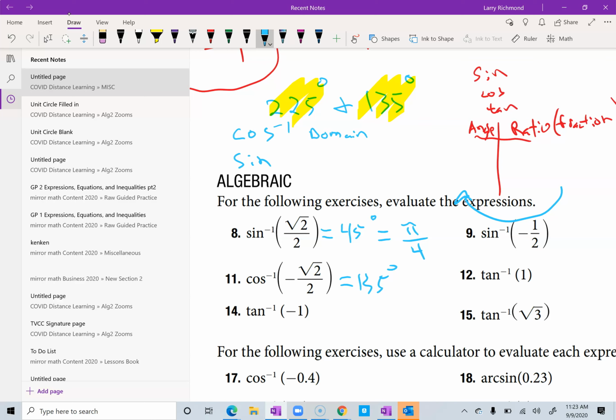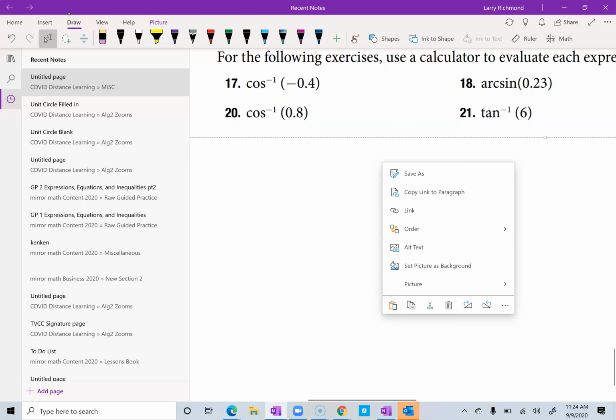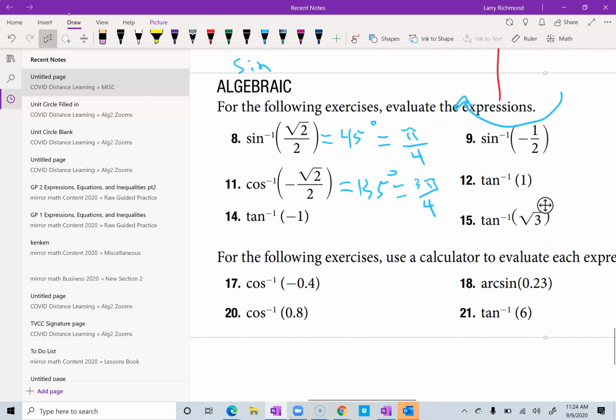And 135 is also, in radians, pi fourths. Think about fourths here, okay? 1/4 is 45, 2/4 is 90, 3/4 is 135. This 135 is also 3 pi over 4. Questions? Okay. I'm gonna do one more from 6.3.